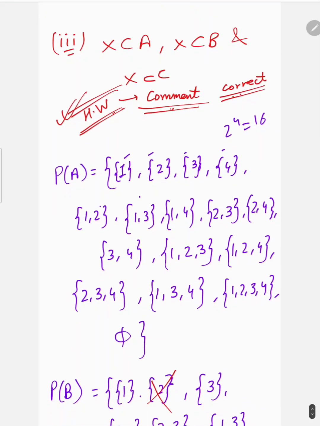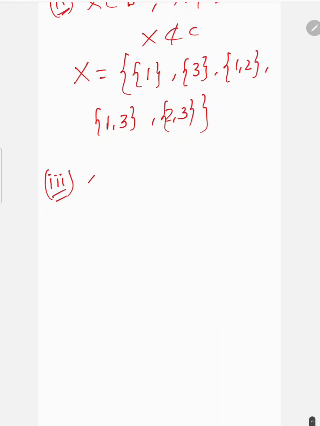X is a subset of A, X is a subset of B, and X is a subset of C.